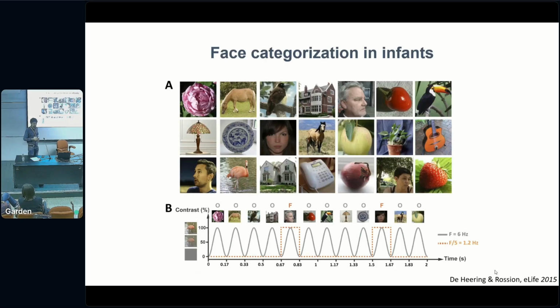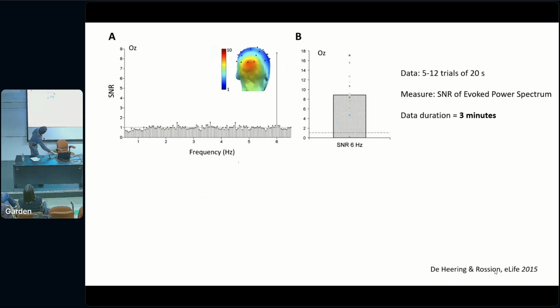And the idea is that if there is a response to face categorization, this will emerge at 1.2 hertz. No other kind of response can emerge at this frequency. So it's very specific. And in fact, that's what they found. If you analyze the peak at 6 hertz, and by the way, here they used the evoked power spectrum. So they average and then they compute the power spectrum.